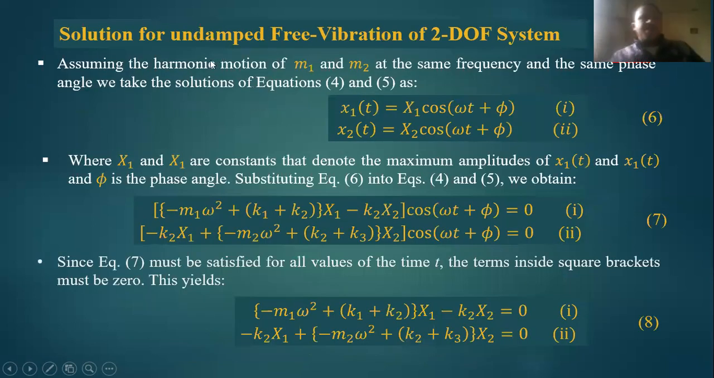The solution for free vibration of the two equations given above: assuming a harmonic solution, x1 of t is equal to X1 cos(omega t plus phi), and x2 of t is equal to X2 cos(omega t plus phi). Here X1 and X2 are constants that denote the maximum amplitudes of x1 and x2, and phi is the phase angle.